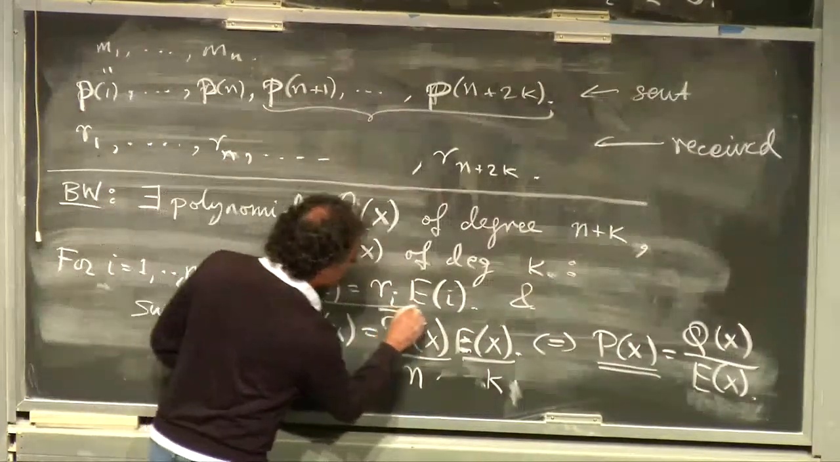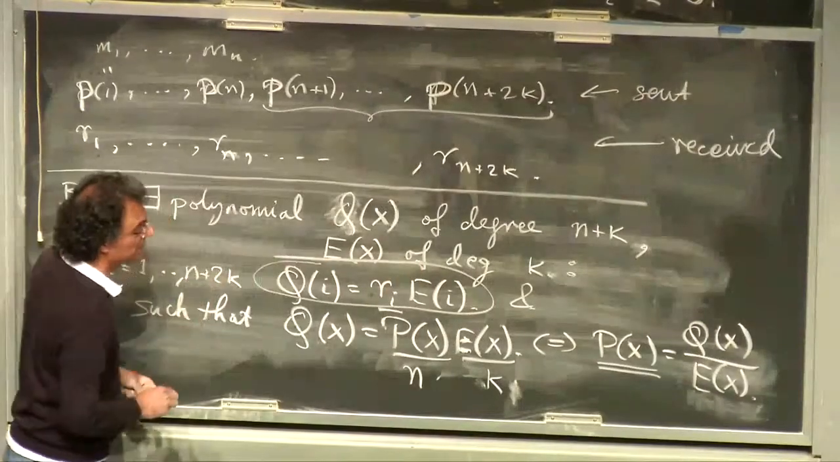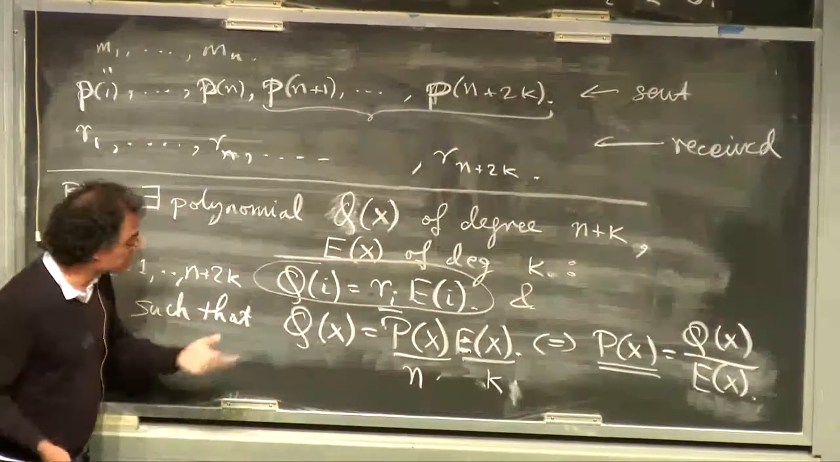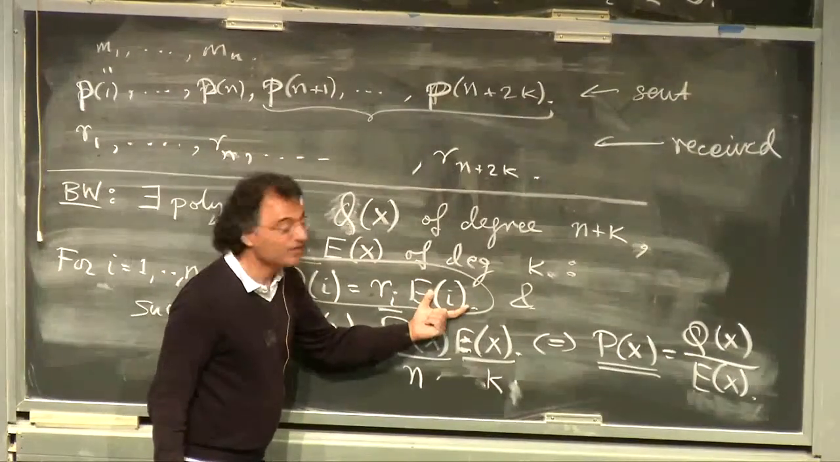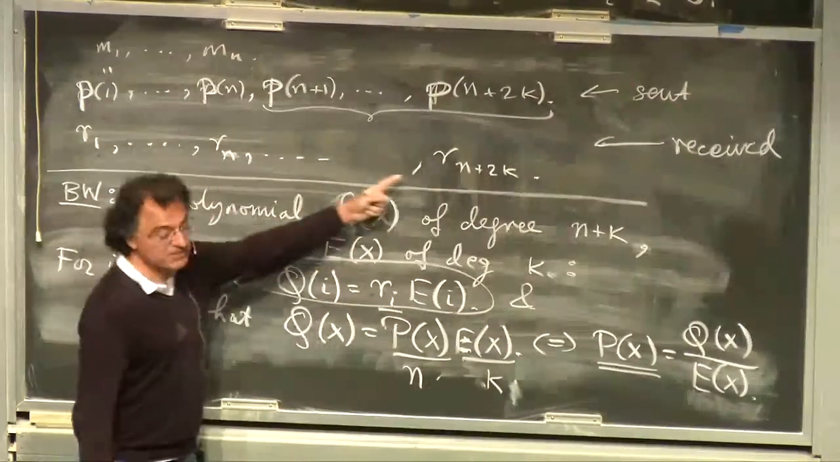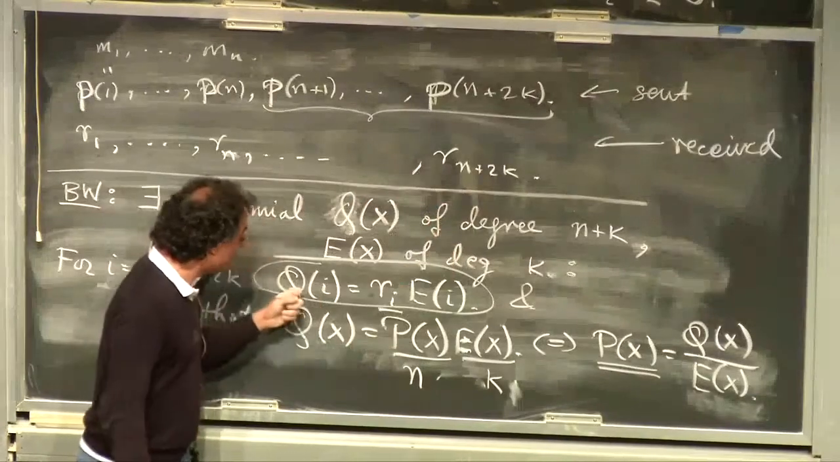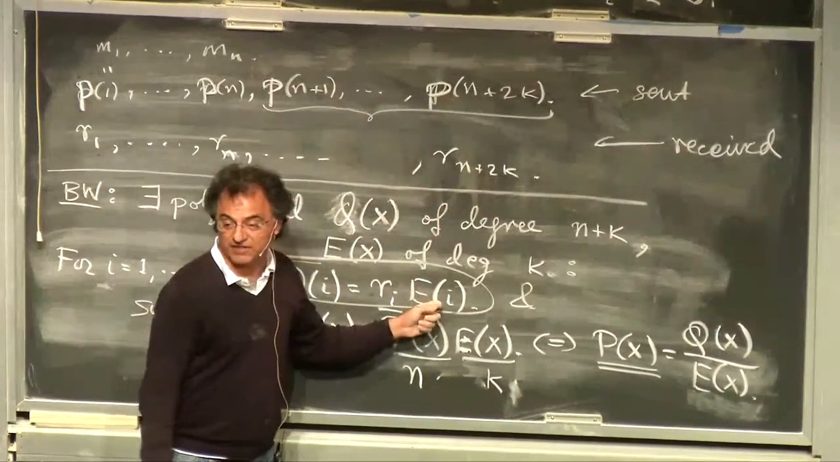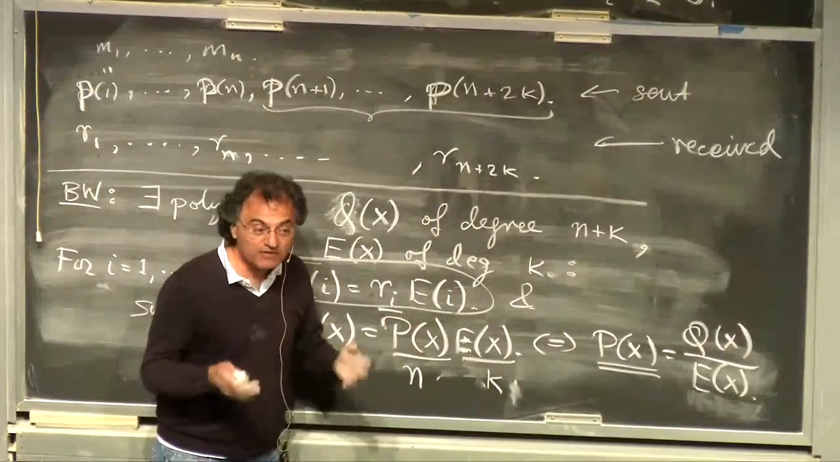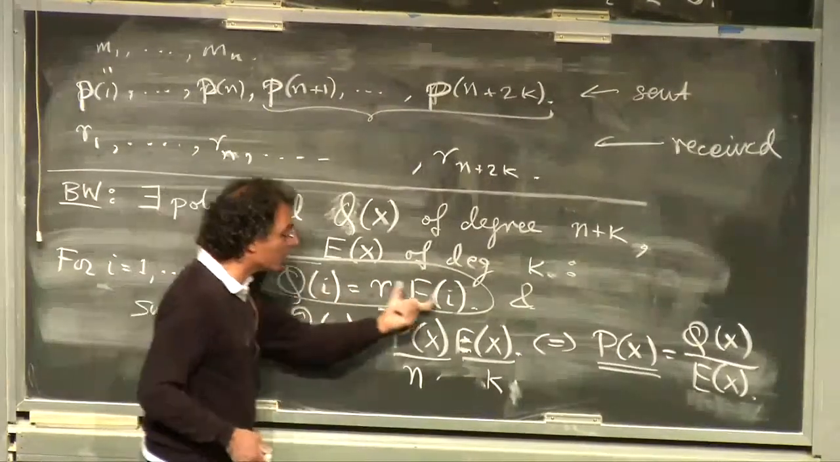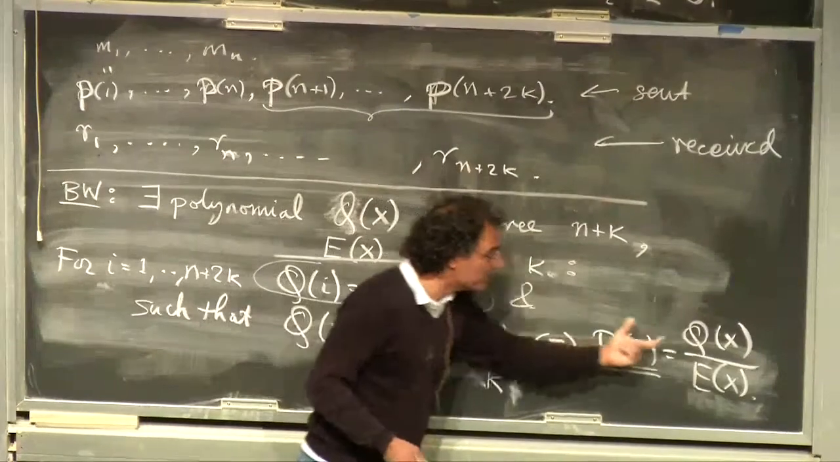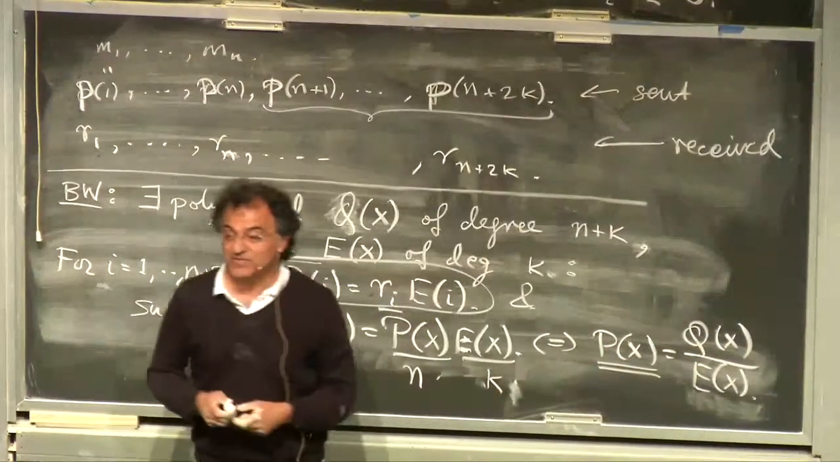So for each value of I, this gives us an equation, which gives us the unknowns, the coefficients of Q and the coefficients of E. But there are exactly n plus 2k received values, and that's enough to figure out the coefficients of Q and the coefficients of E. Once we figure out the coefficients of Q and E, we know the polynomials Q and E, and so we can divide one by the other to figure out what the polynomial P is.